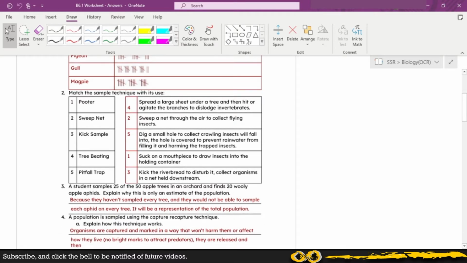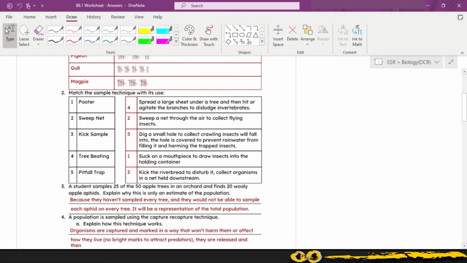At question number 4, we are looking at capturing an organism in a way that doesn't harm them, marking them in a way that doesn't harm them or affect their survival. If the organism survives in a different way because of how you've marked them, for example, if you painted them bright orange and they were more likely to be captured by a predator, then that wouldn't be an ethical treatment for that organism, but it would also affect your sample. So you need to do some sort of subtle marking technique.